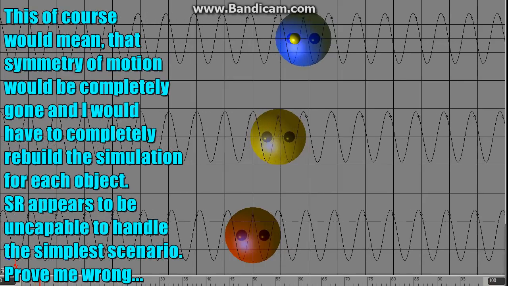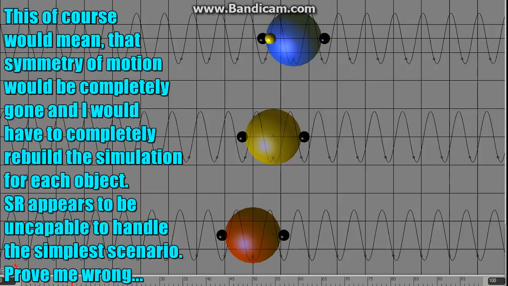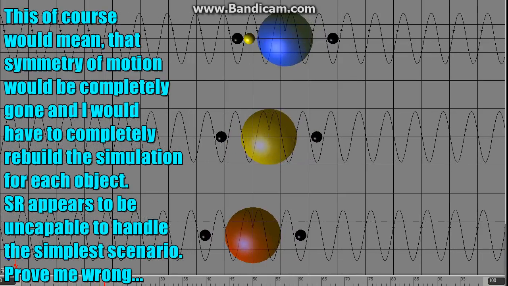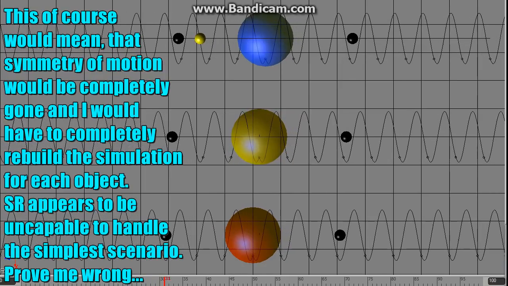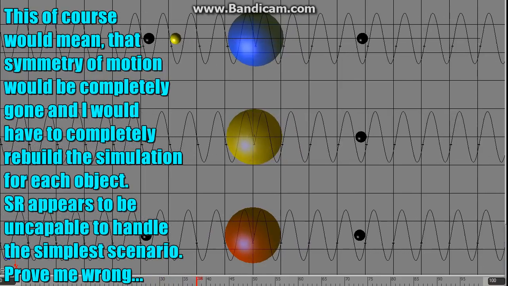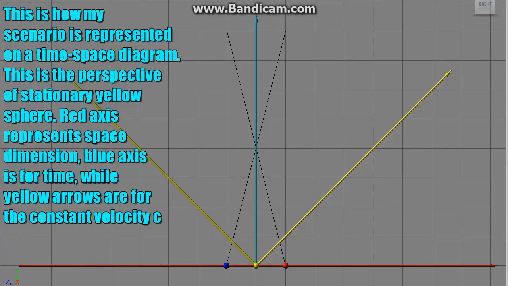This, of course, would mean that the symmetry of motion would be completely gone and I would have to completely rebuild the simulation for each object. Special relativity appears to be incapable of handling the simplest scenario. Prove me wrong. This is how my scenario is represented on a time-space diagram.